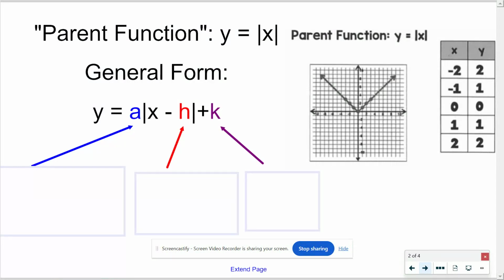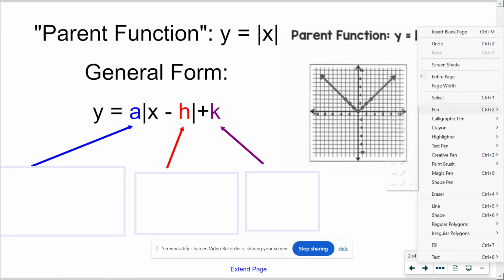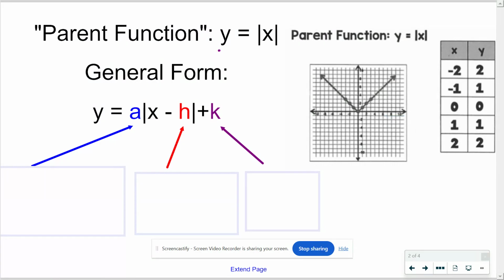Whenever we talk about functions, we have what's called the parent function, which is what we compare any changes that we make to the original. So it's like the OG function. Our absolute value parent function is written as y is equal to the absolute value of x. So we have it listed right here, in your guided notes, it looks like here.